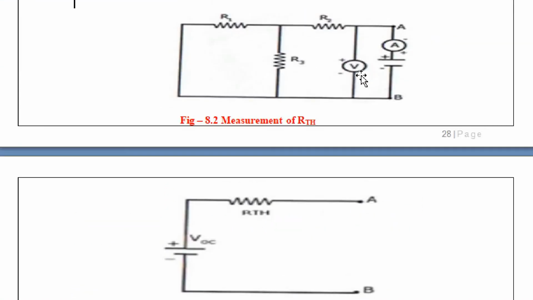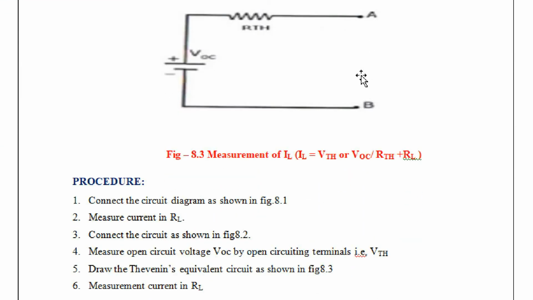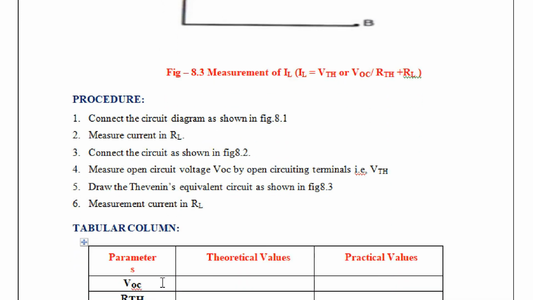And connect the circuit as shown in figure 8.2. Measure the open circuit voltage, that is VOC, by open circuiting the terminals, that is VTH. And draw the Thevenin's equivalent circuit as shown in figure 8.3. Then measure the current in RL.